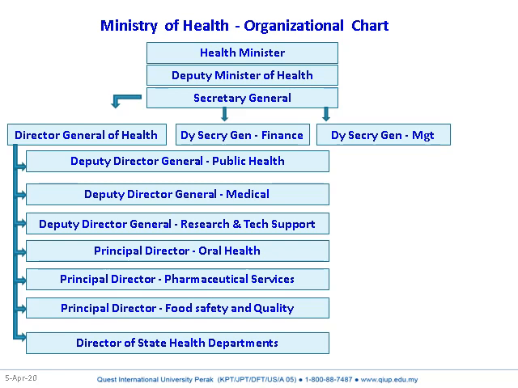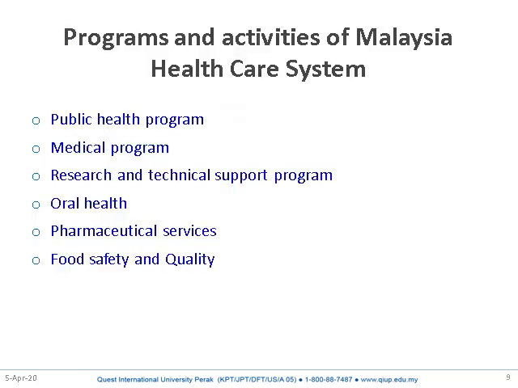So, Public Health is there. Deputy Director General of Public Health is there. Deputy Director General of Medical is there. Deputy Director General of Research and Technical Support is there. Then comes Oral Health. That is Principal Director of Oral Health, Principal Director of Pharmaceutical Service, Principal Director of Food Safety and Quality, and a Director of State Health Departments. These are the organizational chart of Ministry of Health.